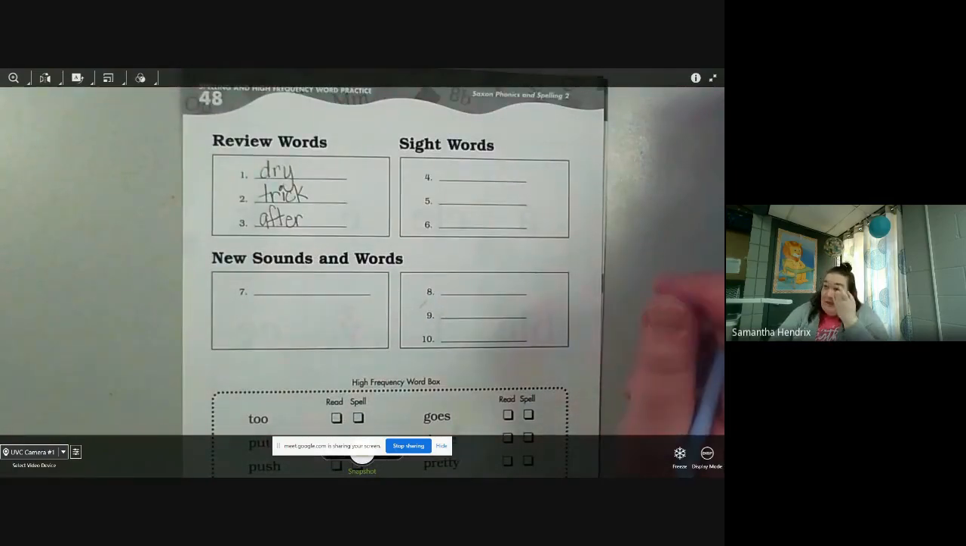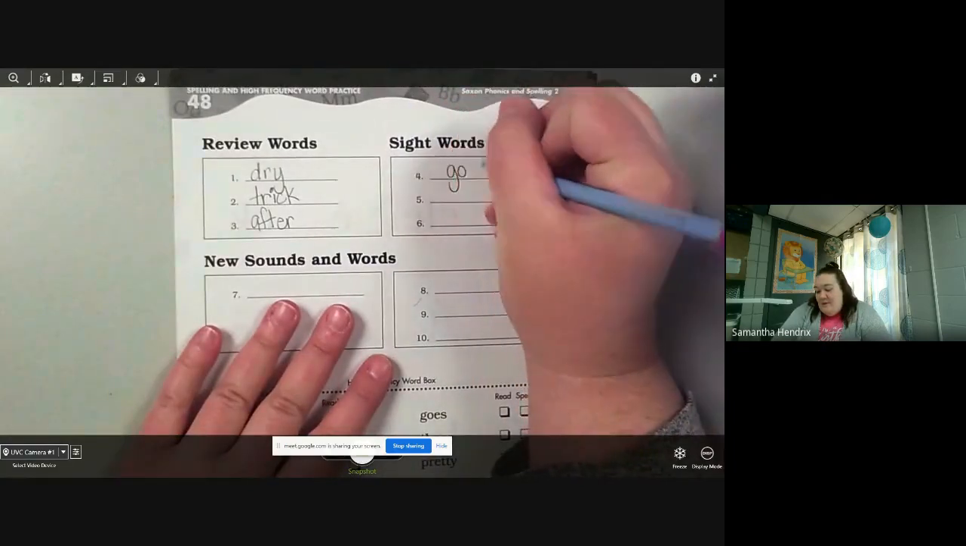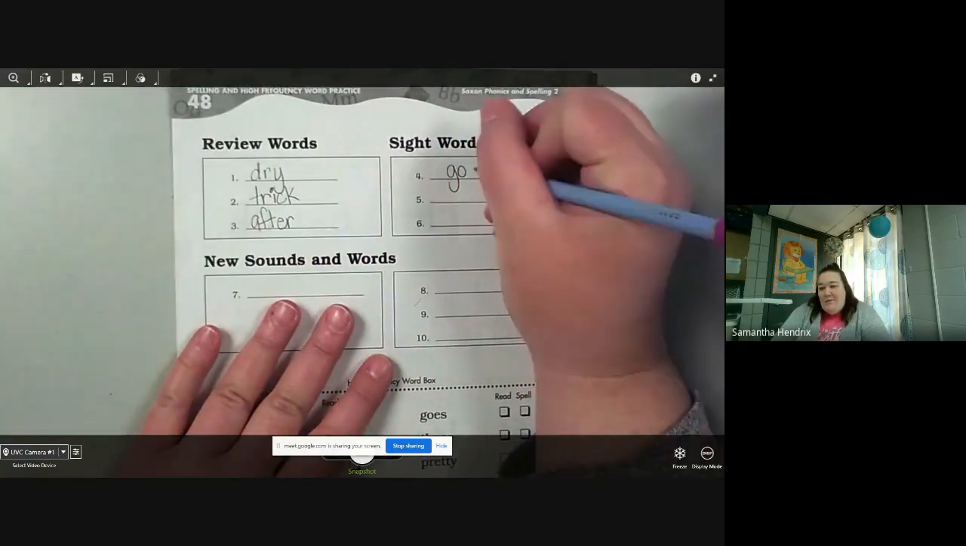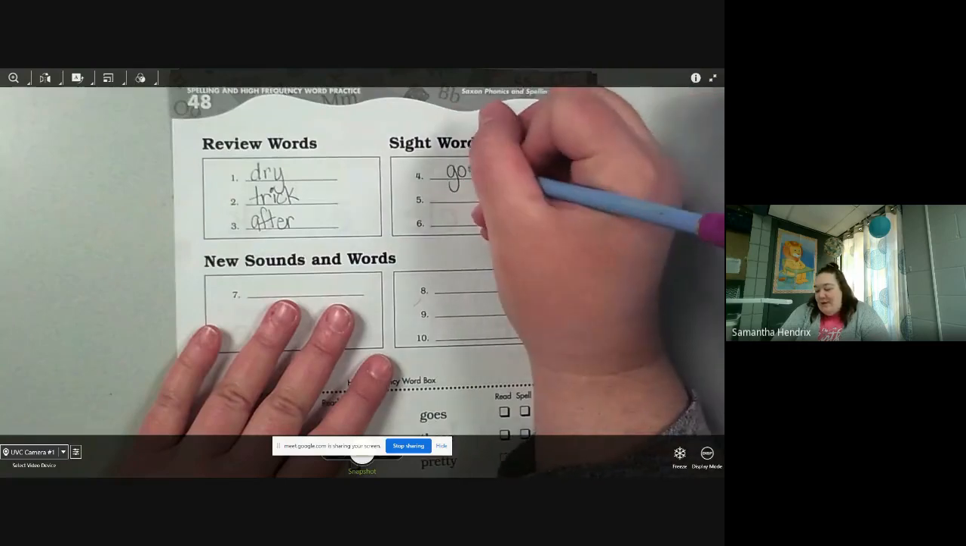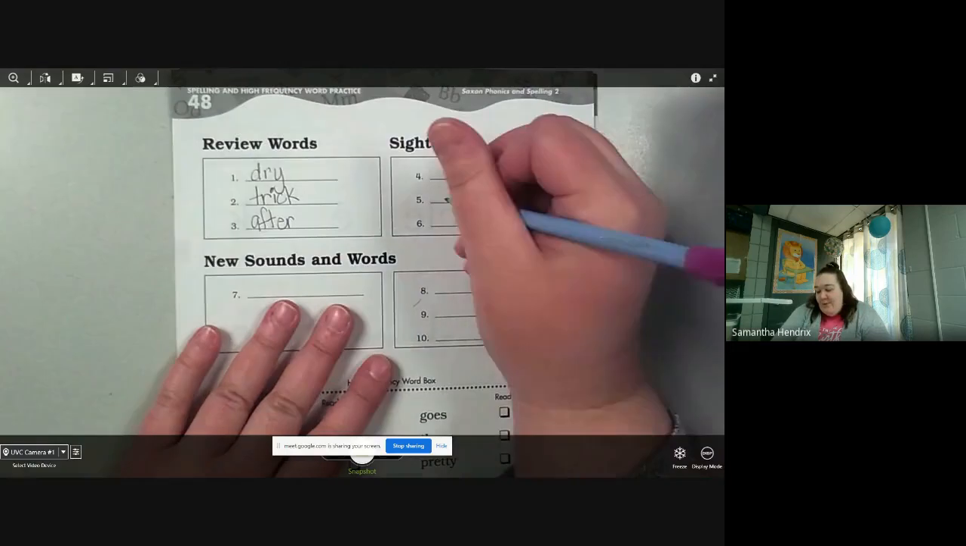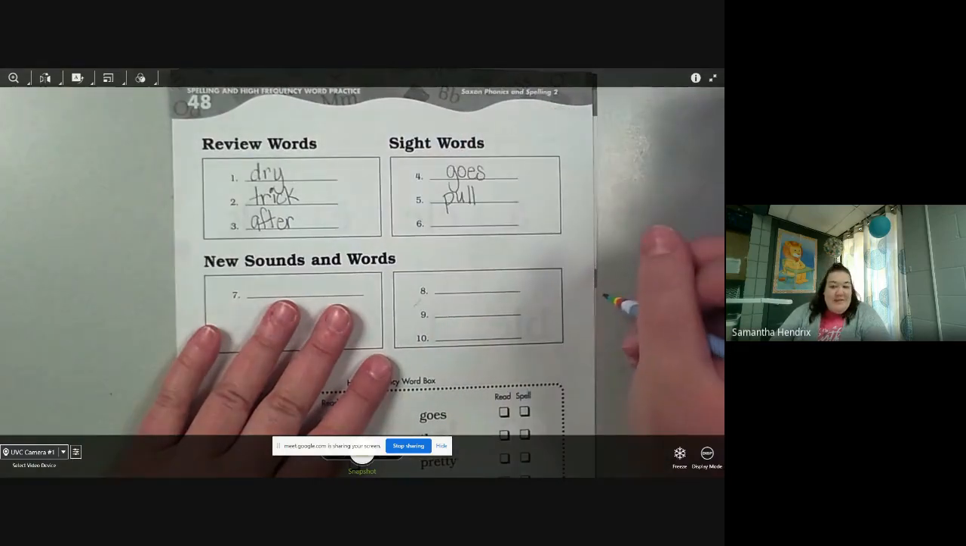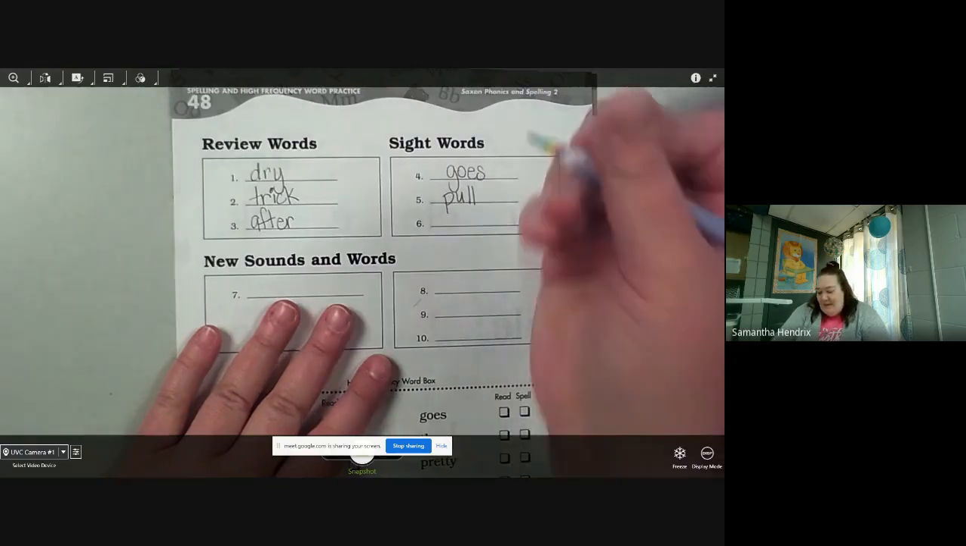Okay, let's spell some sight words. Number 4, goes. Part of this one we can go and then ES, goes. Number 5, pull. Number 6, says.